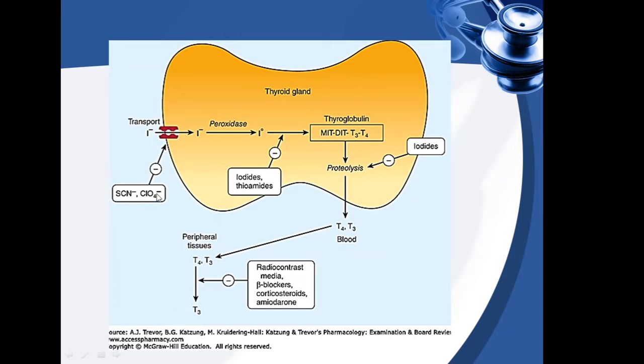So thiocyanate and perchlorate are inhibitors of the transport. Iodides and thioamides are inhibitors of organification of oxidized iodine into thyroglobulin. Iodides inhibit the proteolysis. Radiocontrast media, beta blockers, corticosteroids, amiodarone, etc., inhibit the action of T3 in the peripheral tissues.